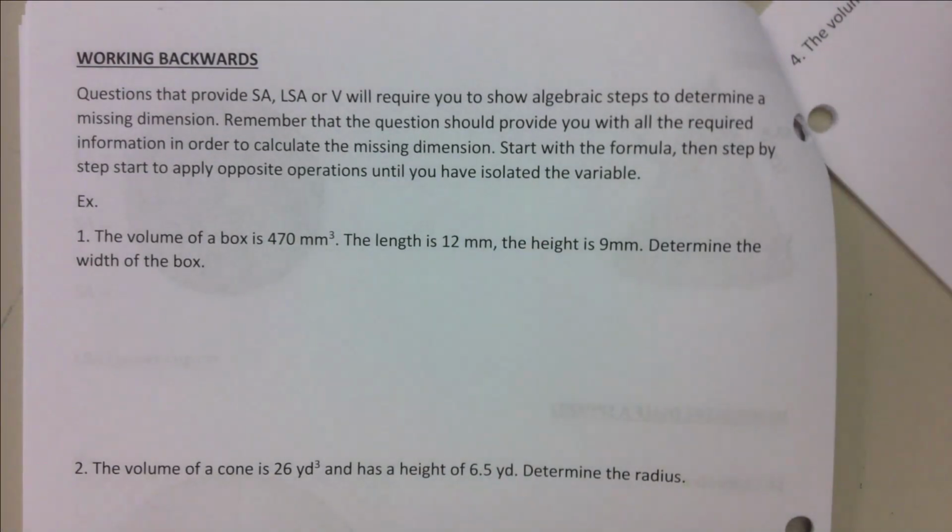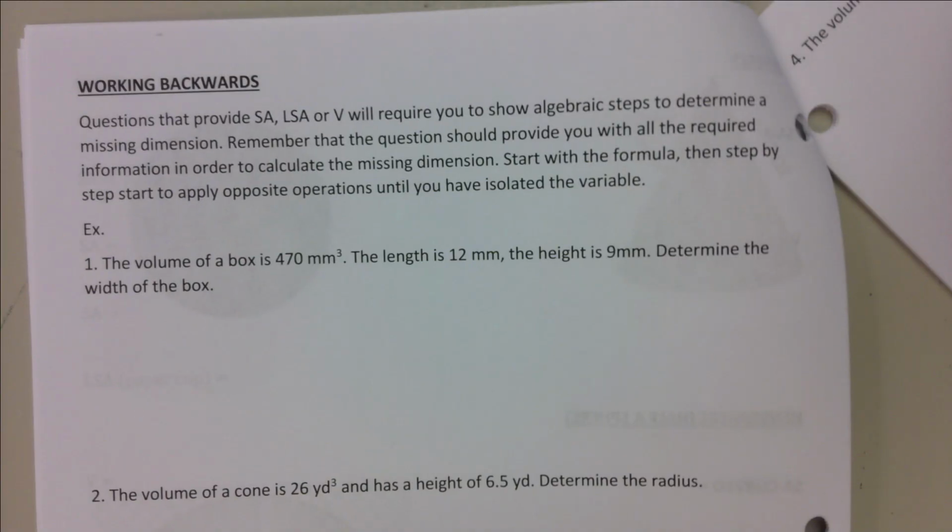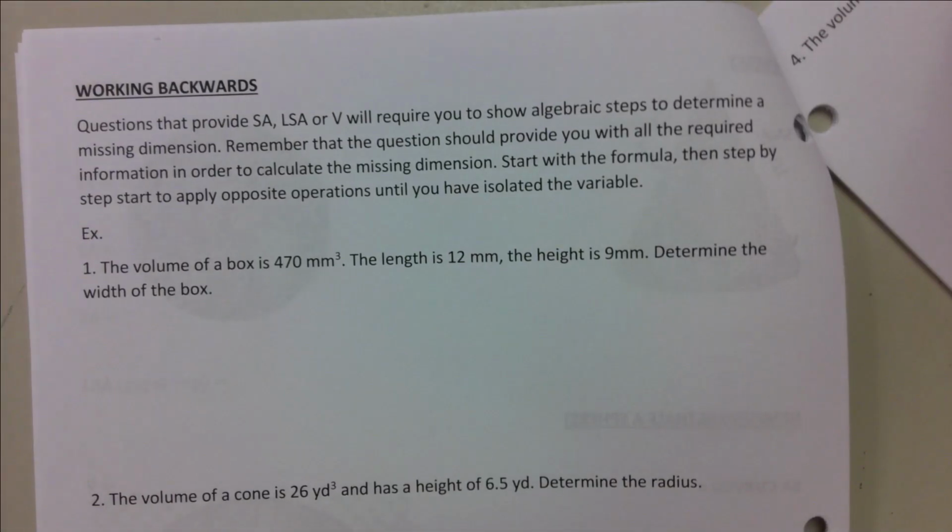Let's do some backwards questions here. I'll do a couple and then I'll ask you to practice a few today by yourselves. Backwards means you have to do some algebra to figure out one of the missing dimensions. They'll give you the volume or the surface area, and you just have to figure out a radius or a height or something like that.